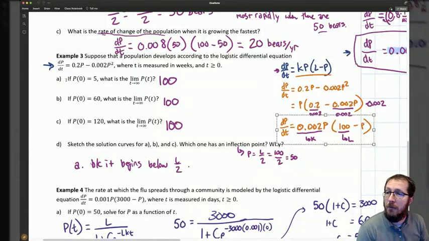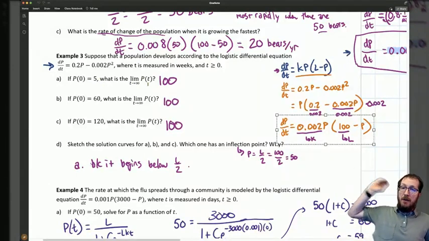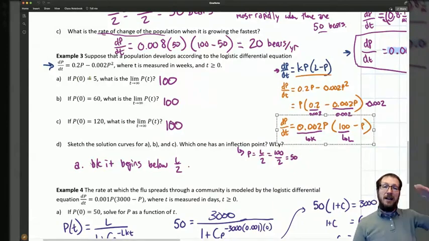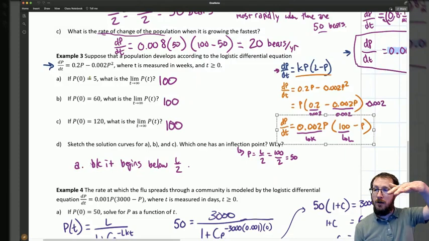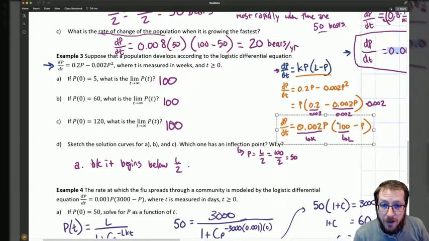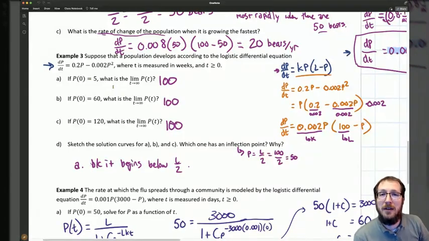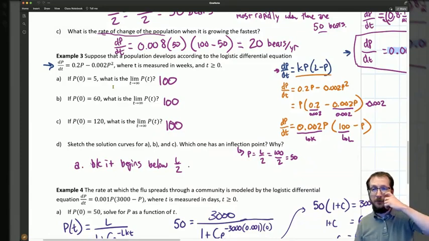If P naught equals 5, what is the limit as t approaches infinity of the population? Again, as time is moving on, what's going to happen? Well, it's going to approach that carrying capacity, our L value, which we see down here is 100. It doesn't actually matter what the initial population is. It's always going to approach that carrying capacity as time goes on and on into the future.